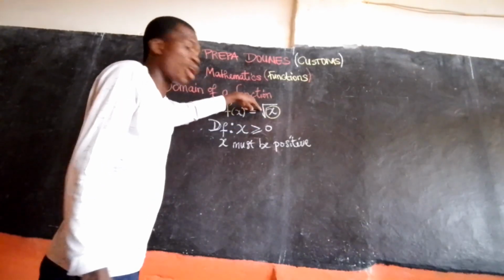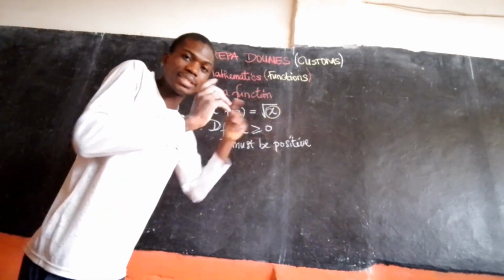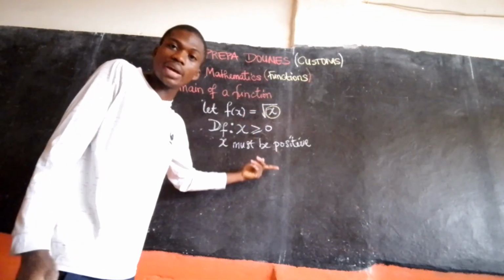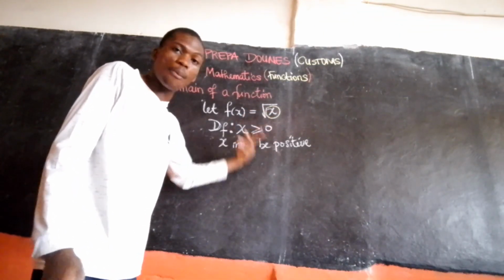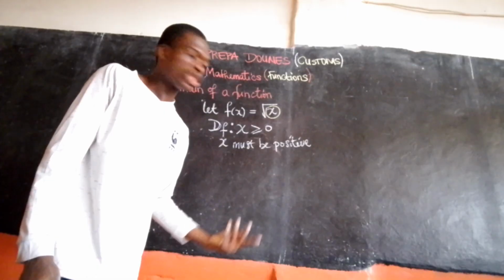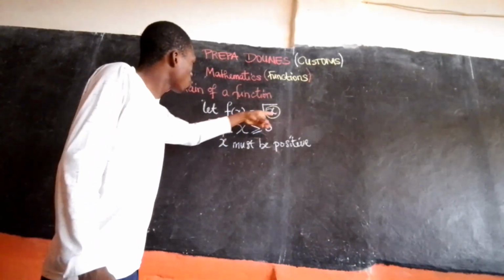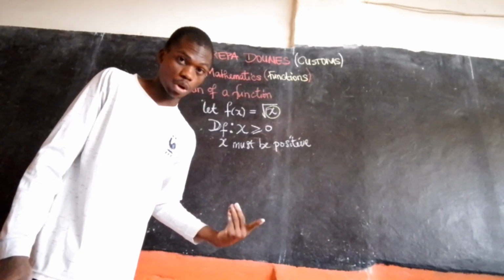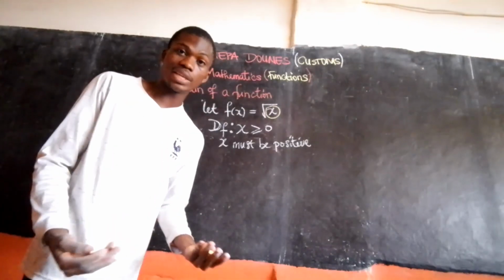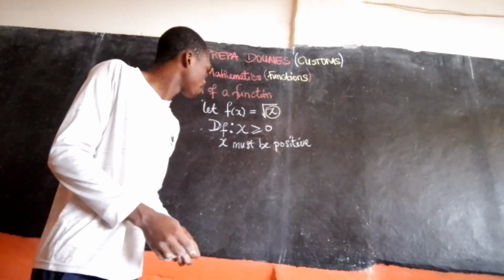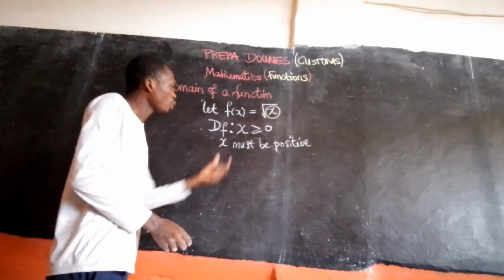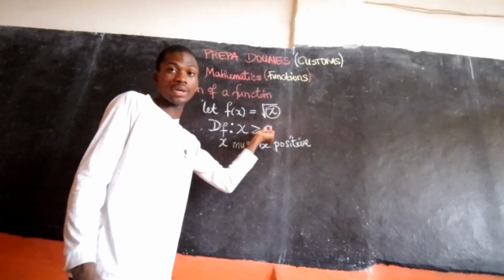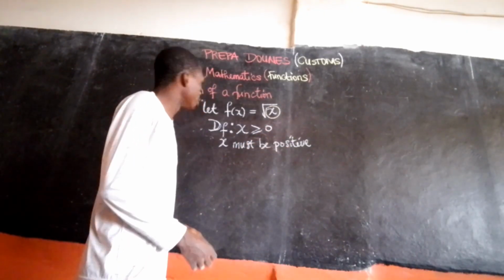Why? The square root of a negative number does not exist. So if x is negative 4, the square root of negative 4 does not exist. Otherwise, it's a complex number. So, for the square root of a number to exist, that number must be positive. Take note of that. The number must be positive for its square root to exist. Now, that's the representation: x must be bigger than or equal to 0.